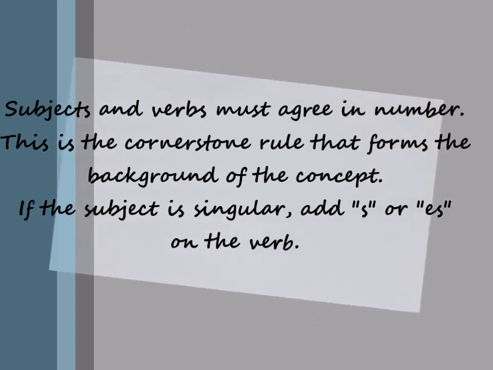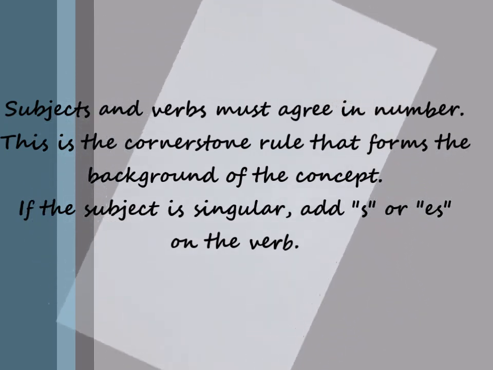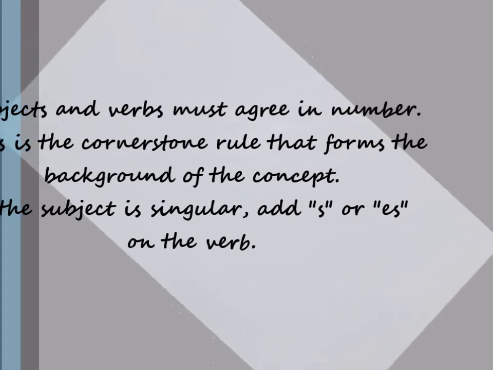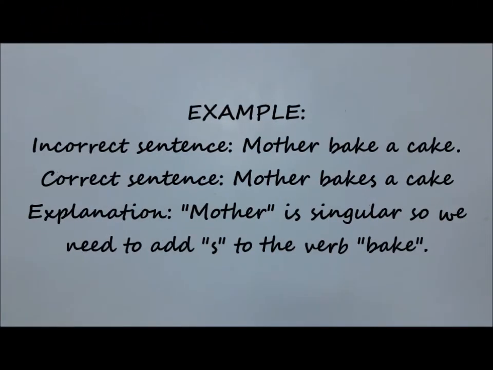This is the cornerstone rule that forms the background of the concept. So if the subject is singular, add s or es on the verb. For example, A mother baked a cake. In the sentence, mother is singular, so we just need to add s on the verb.